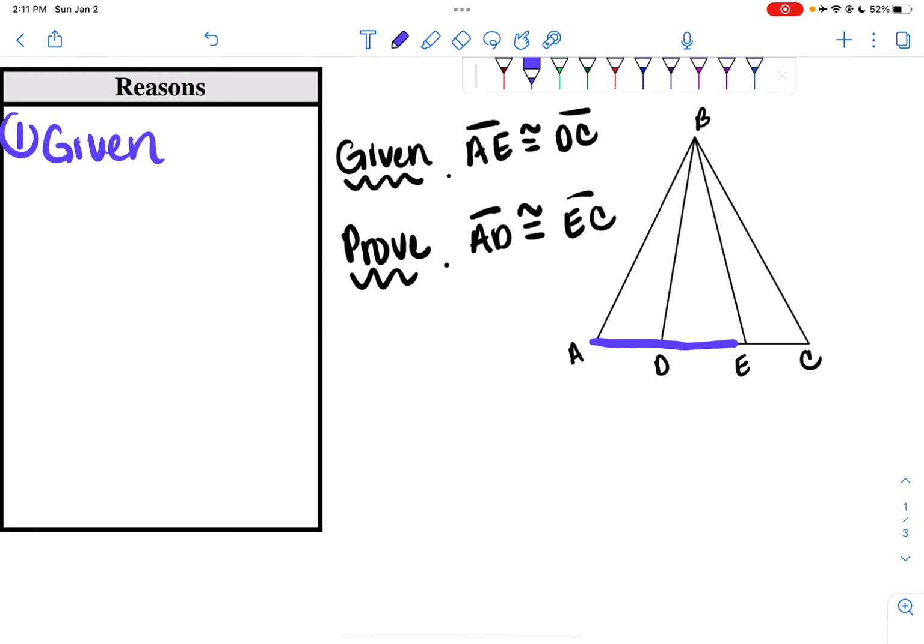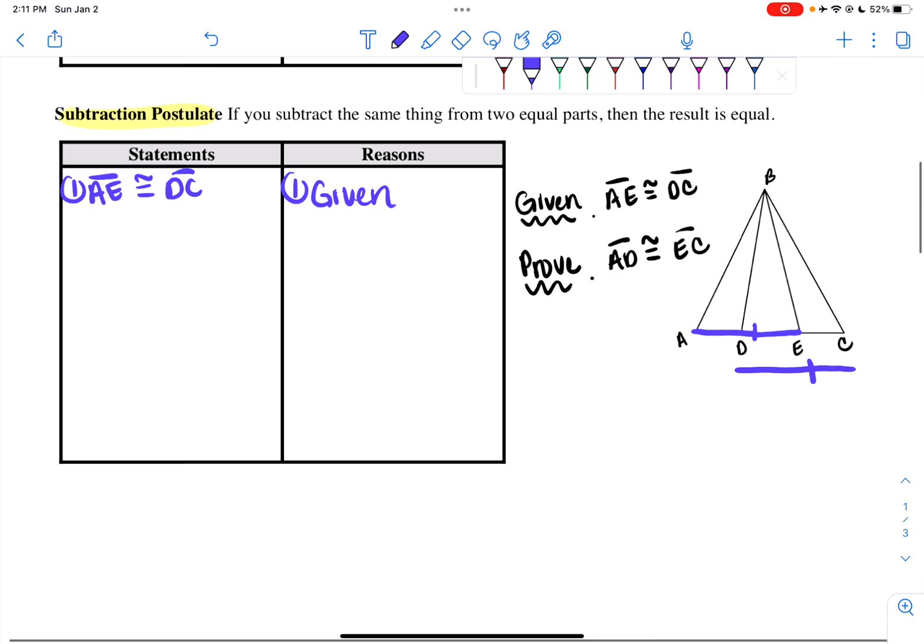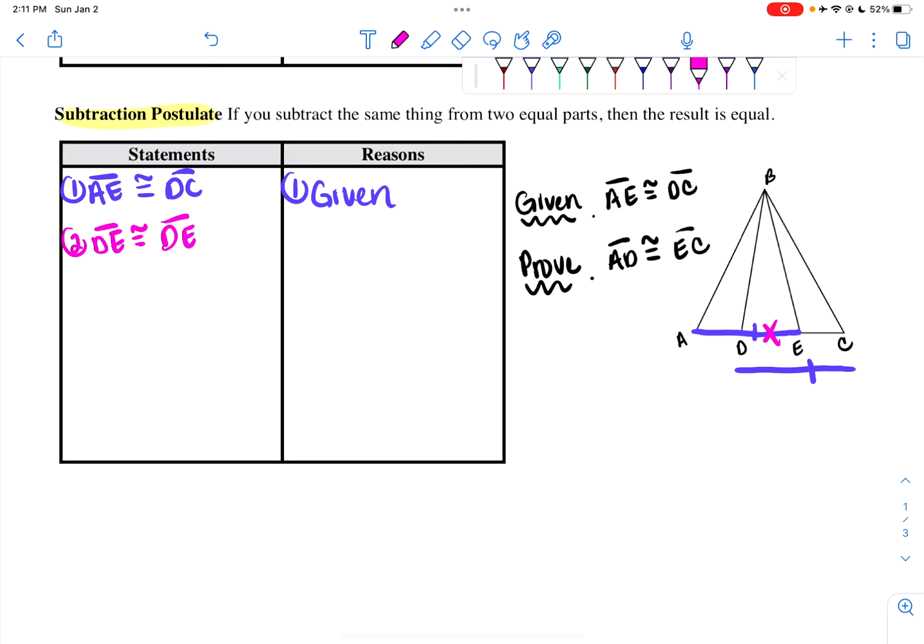So I'm just going to mark it like this. And if I look, there's overlap. The overlap is right here at DE. So I can say DE congruent to DE, reflexive. And I want to prove that AD and EC are congruent. Because if you look, I have a whole segment congruent to a whole segment, and there's an overlap piece right here, DE. I can get rid of this segment, and I'll be left with AD and EC, which is what I want to prove congruent.